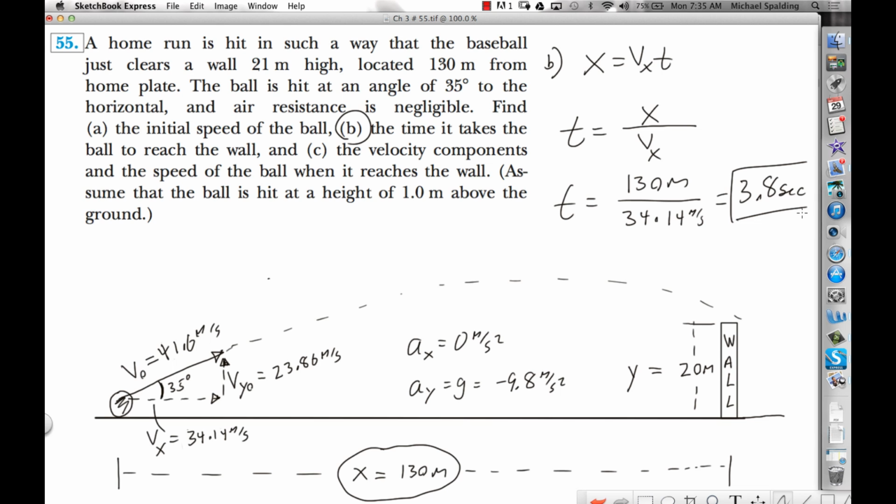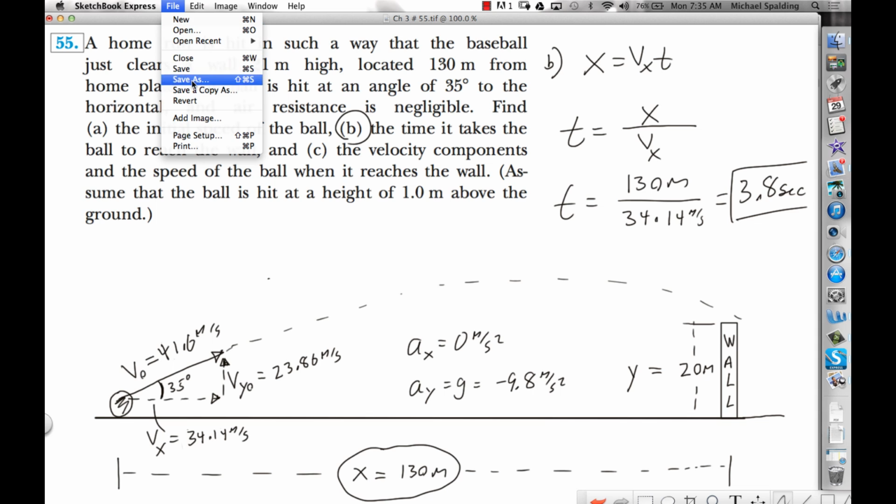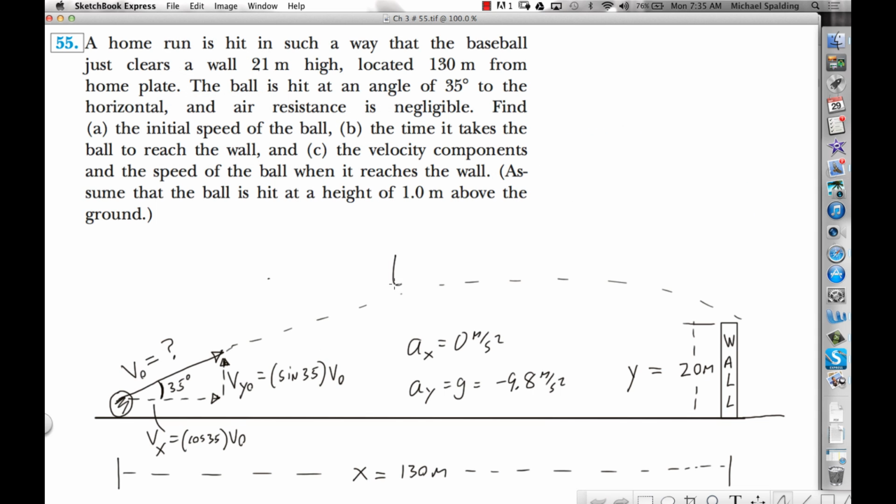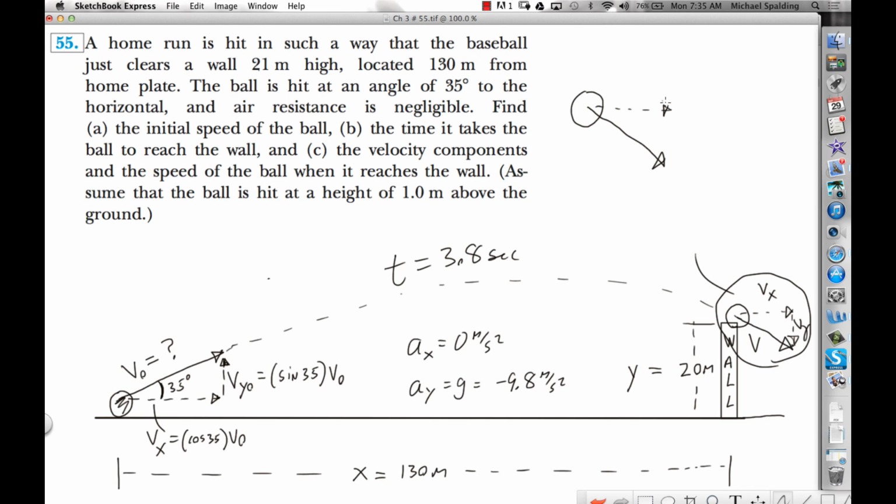Okay, last question. Find the velocity components and the speed of the ball when it reaches the wall. So we now have time to the wall. Let's just write that down. We now know the time to the wall is 3.8 seconds. So for this final question, when the ball passes the wall, it's traveling like that, right? The velocity's at an angle, so it has an x component and a y component. In fact, let me make this nicer. Let's redraw this. Here's the ball passing the wall, going like this. It has x velocity and it has y velocity.